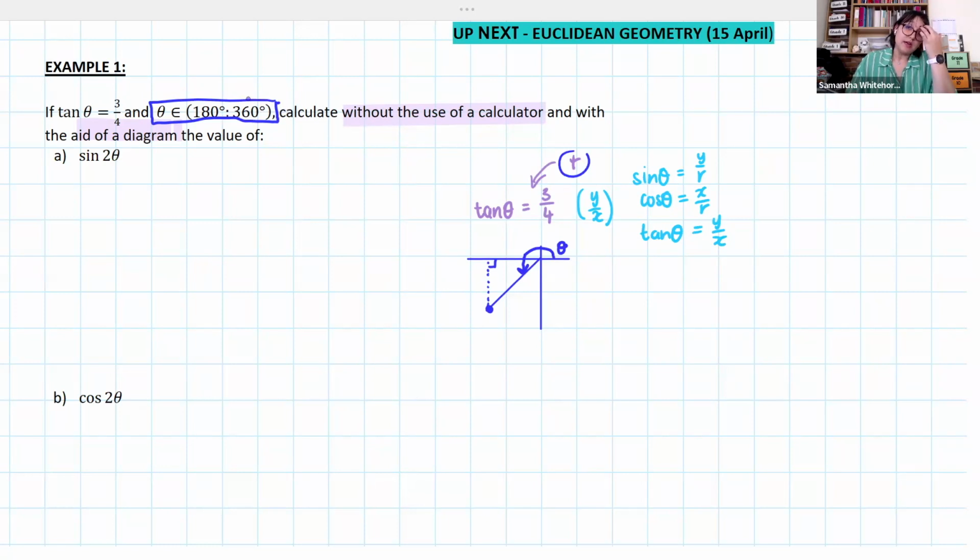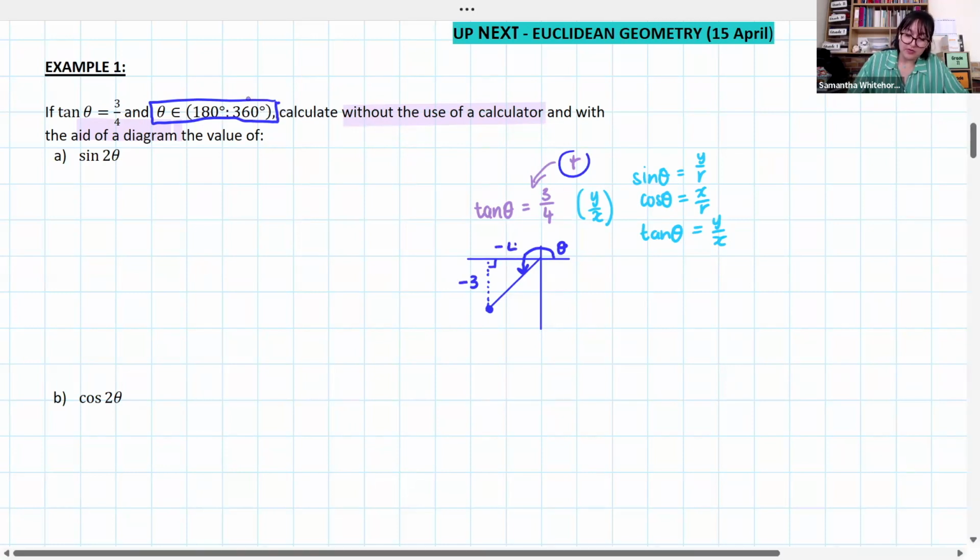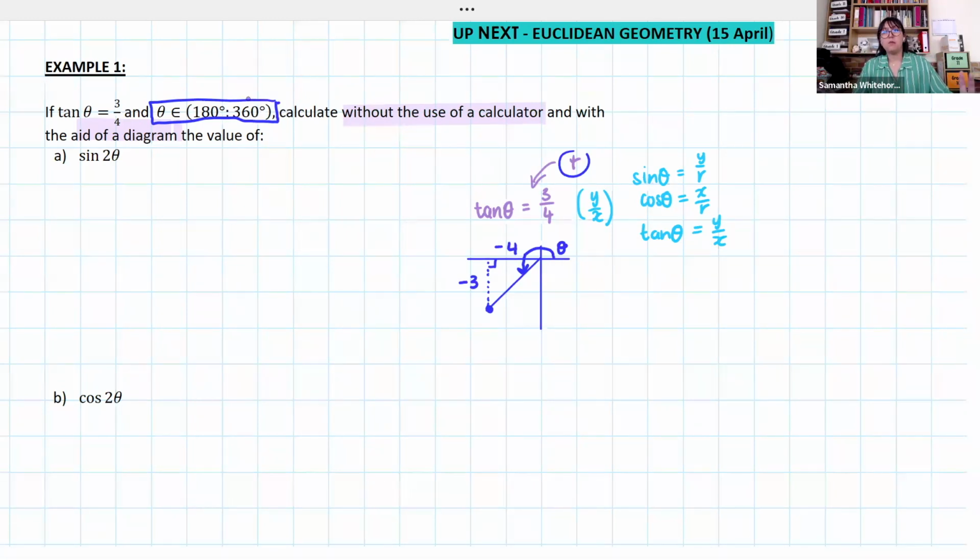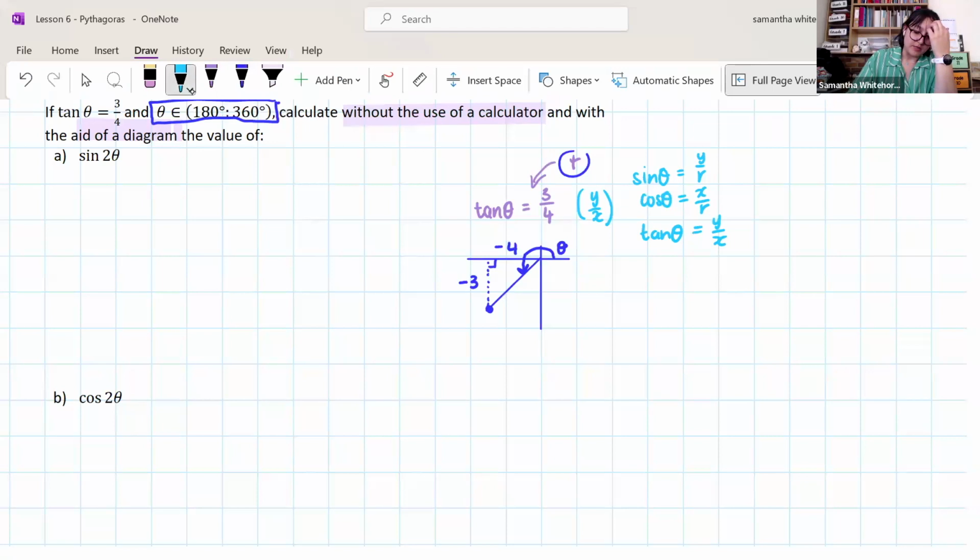In quadrant 3, x and y are both negative. So this y value of 3 is actually negative 3, and the x value of 4 is actually negative 4. But it makes sense: negative 3 divided by negative 4, positive tan ratio. So always just double check what quadrant you're working in to make sure that the sign of x and y is correct. The only bit of information I don't now have in my diagram is my r value.